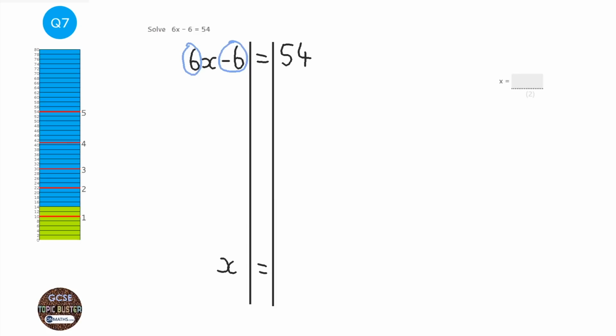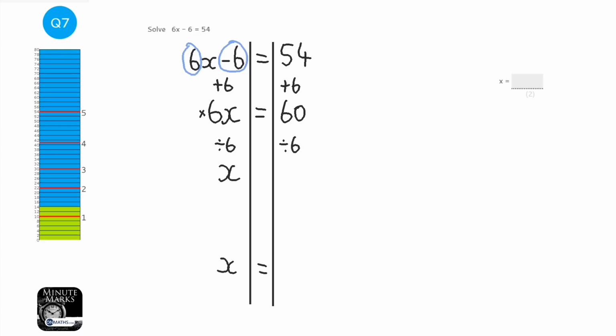To do that, we need to do the opposite of it. So we need to add 6 to both sides. So we're going to end up with 6x on the left hand side, because we've got rid of the minus 6. And we're going to add 6 to that to make 60. Now we want to get rid of the 6 before the x. Now that's a times 6. When you put a number next to a letter, it's a times. So to get rid of it, we need to divide 6.